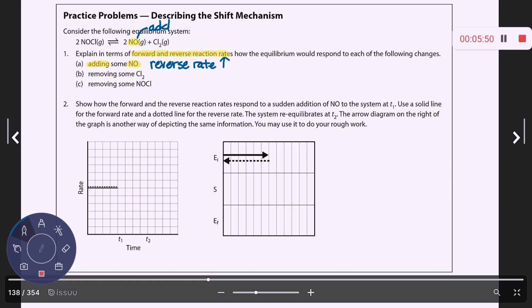Okay. And then if I go ahead and I remove some Cl2. Cl2 is a product. So which rate will decrease initially? Reverse rate. Yeah.